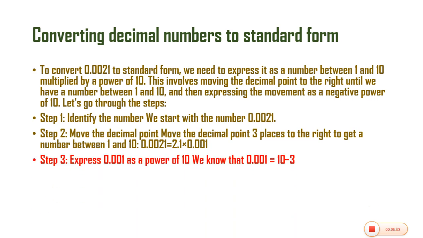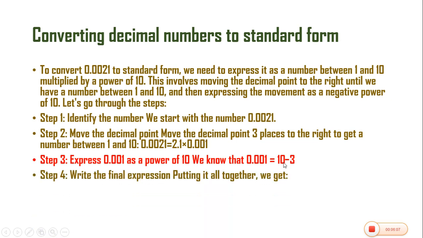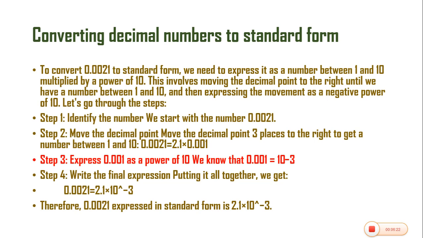Express 0.001 as a power of 10. We have 0.001, which will give us 10 raised to the power minus 3. Write the final expression by putting them together. 0.0021 is equal to 2.1 times 10 raised to the power minus 3. That is our answer. Therefore, 0.0021 expressed in standard form is equal to 2.1 times 10 raised to the power minus 3.